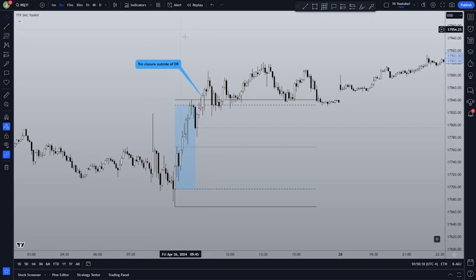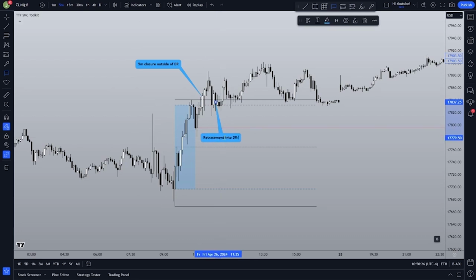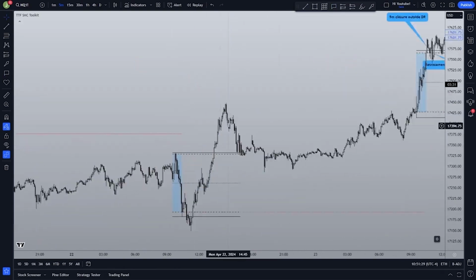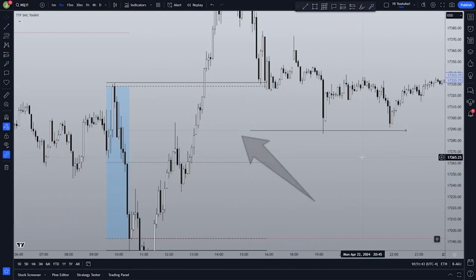Once you have confirmation of a particular direction by having a 5-minute candle close outside of either the top or the bottom of the DR, you can go ahead and look for pullbacks to points of interest using the DR tool. This area between the DR and IDR lines is often a point of interest, and other times you can find the opening, closing, and middle lines providing support and resistance for retracements.